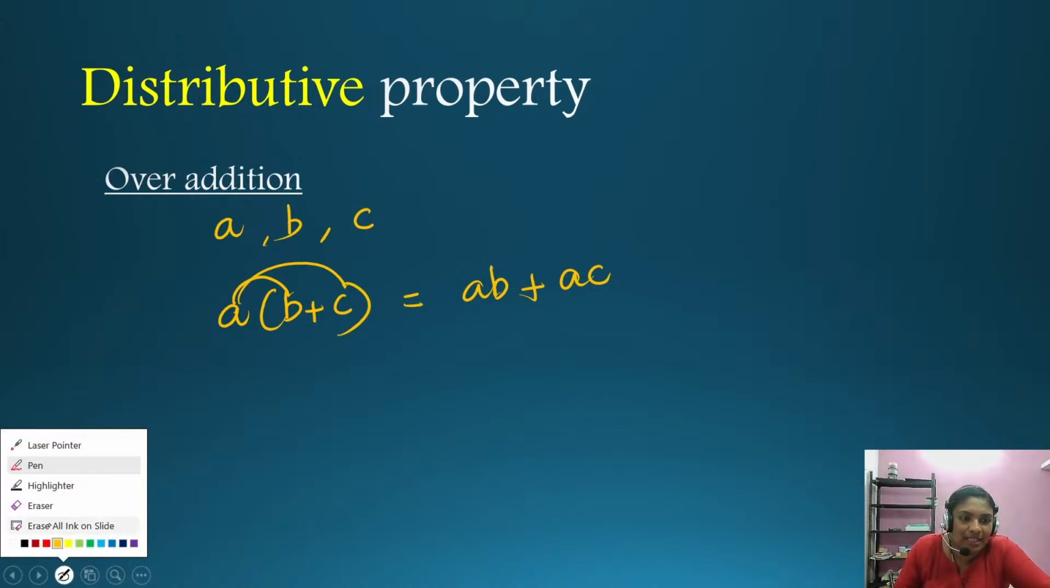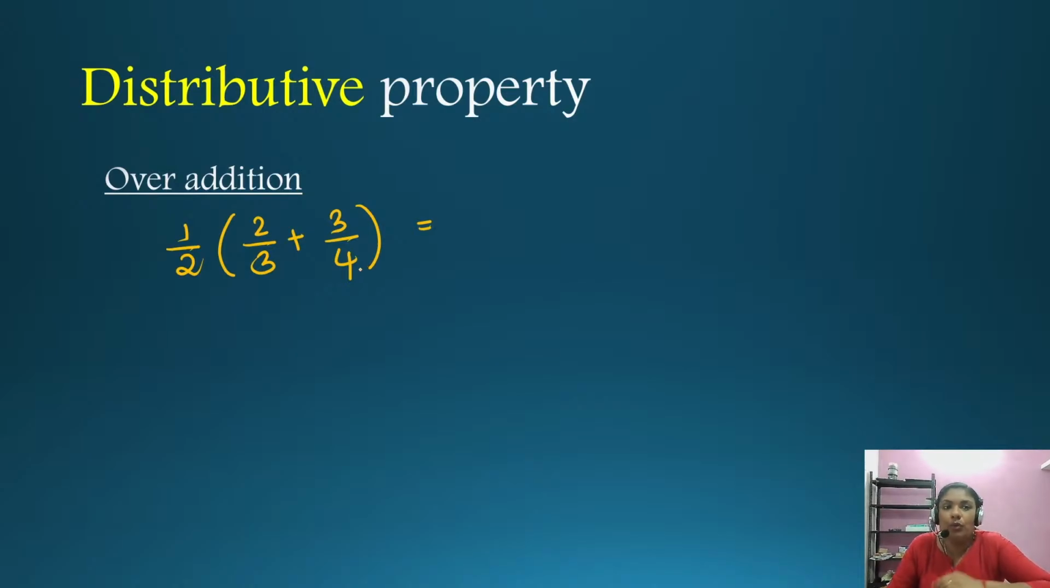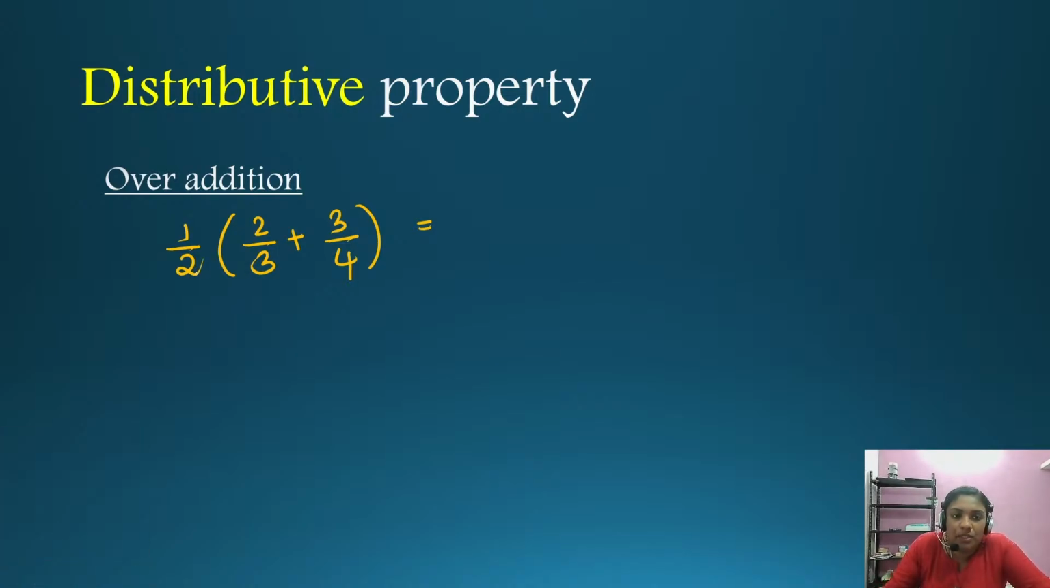Okay, let's see this using examples. 1 by 2 into 2 by 3 plus 3 by 4. How can you do this? If you want, you can just write 1 by 2 here, then into, then you can operate the bracket and write the fraction here, then you can operate. But distributive property gives you another way. What is that? See, this 1 by 2 is lying outside the bracket, right? So you can distribute this 1 by 2 to all the members in the bracket.